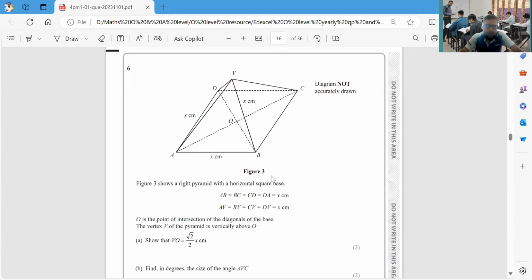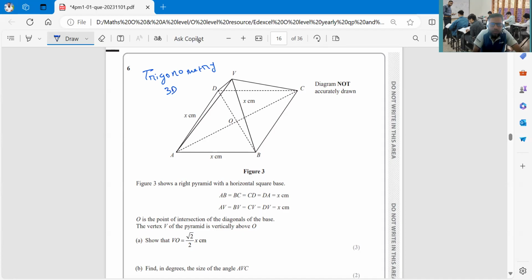Paper 1, we are doing question number 6. So if you see the question here, this is the diagram. This is actually trigonometry maths, trigonometric 3D maths.